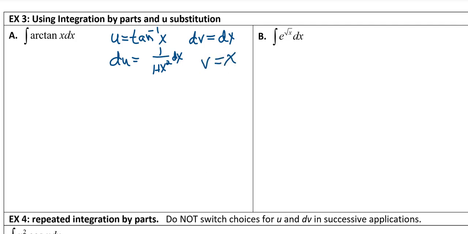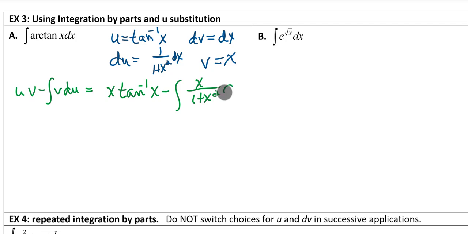Okay, so using our integration by parts form, we get our u, which is inverse tangent, times our v, so I have x inverse tangent of x minus, and now we're integrating x over 1 plus x squared dx.